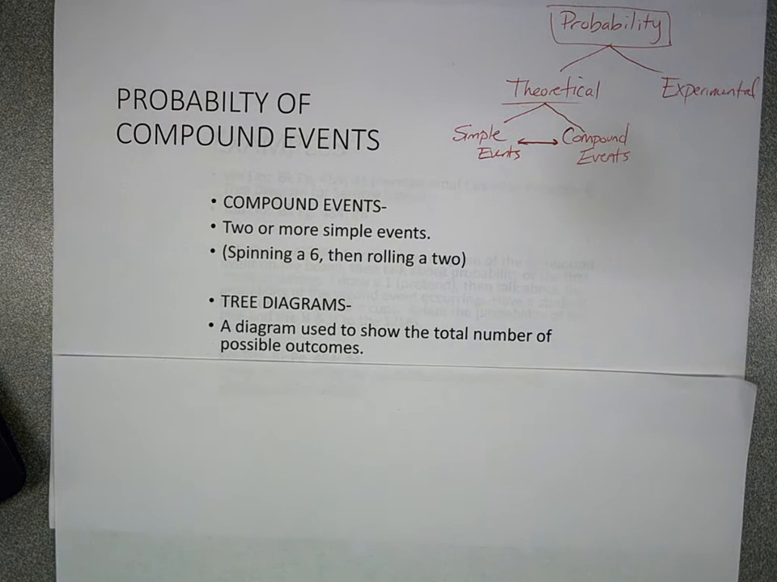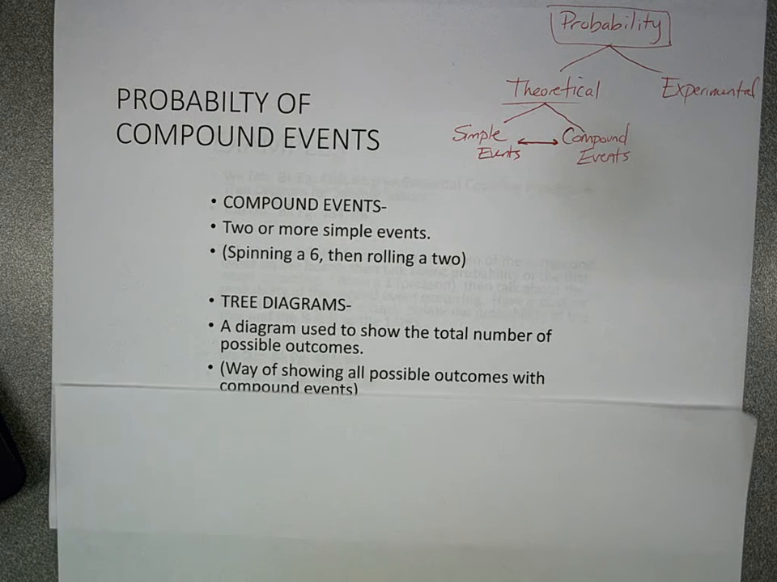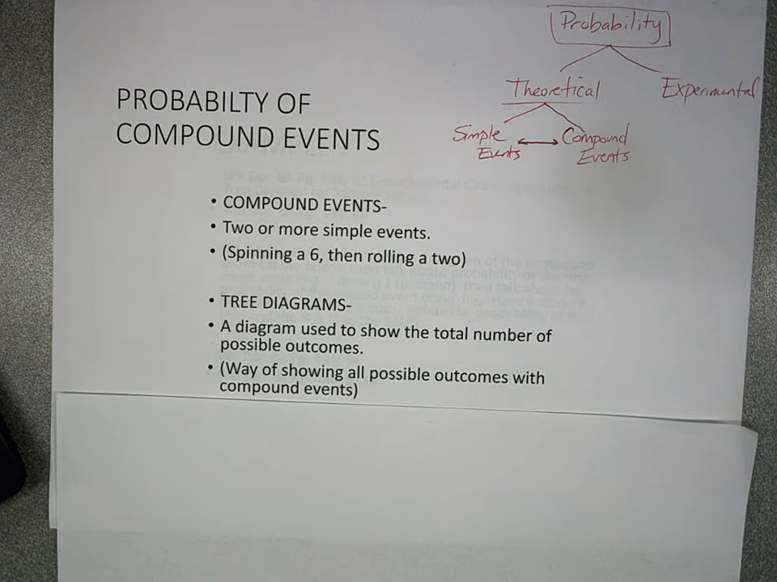So, first of all, this is a diagram used to show the total number of possible outcomes. And you can either write that whole thing. I'm actually okay with you just putting possible outcomes with compound events. It's a strategy for compound events we can use.